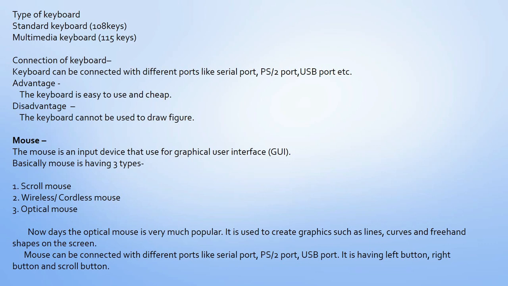And mouse can be connected with different ports like serial port, PS2 port and USB port. And it is also having the left button, right button and scroll button also. So from this point you got the idea that keyboard can also have the same port. The serial port is there, PS2 port is there and your USB port is there. And on your mouse also that same serial, PS2 and USB port is there. Okay.